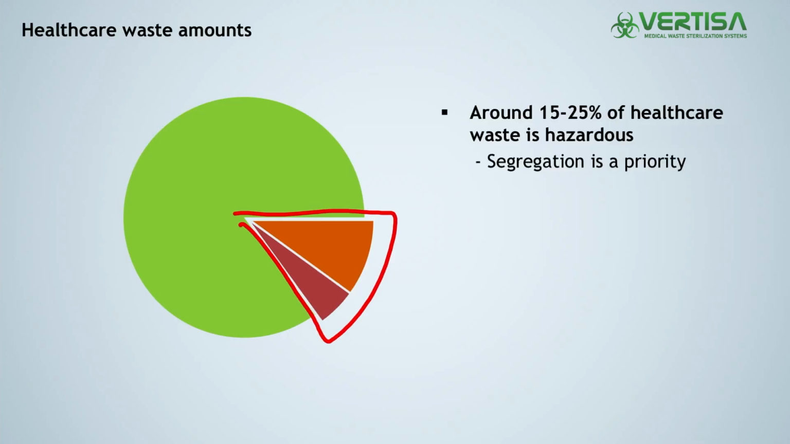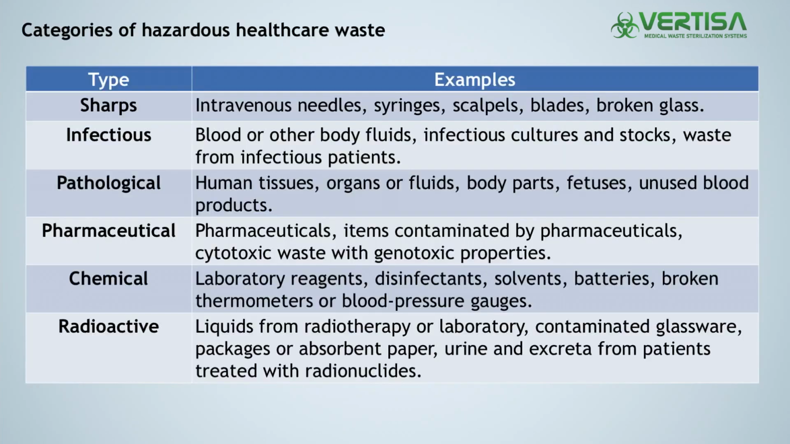So what is most important is to segregate this hazardous fraction from the rest, because it is this part that needs special treatment. Here is a list of categories of hazardous healthcare waste. For instance, sharps. That's needles and syringes, but also blades. Then there is infectious waste, blood, body fluids, or infectious cultures. Pathological waste, which includes human tissue, organs, or body parts.